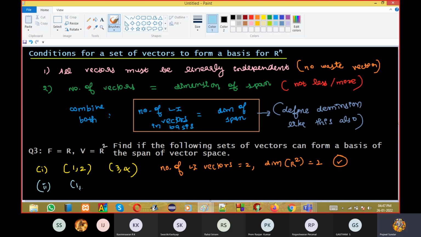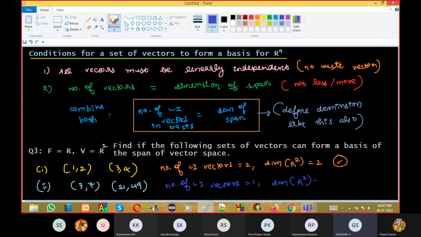I'm giving the same thing again: (1, 2, 3) and (7, 21, 49)? Then can they form bases? No. Reason? Linearly dependent. Yeah. What is the number of linearly independent vectors? 1. What is the dimension? Dimension should be 1. No, dimension should not be 1.